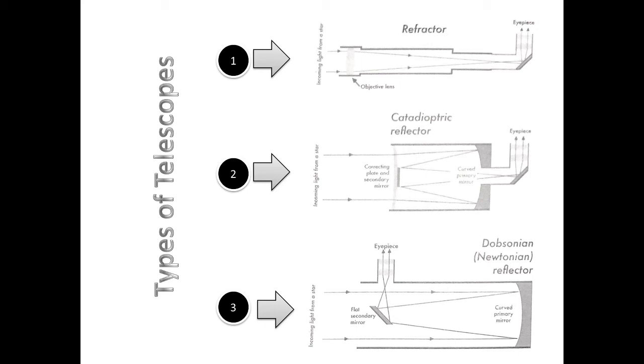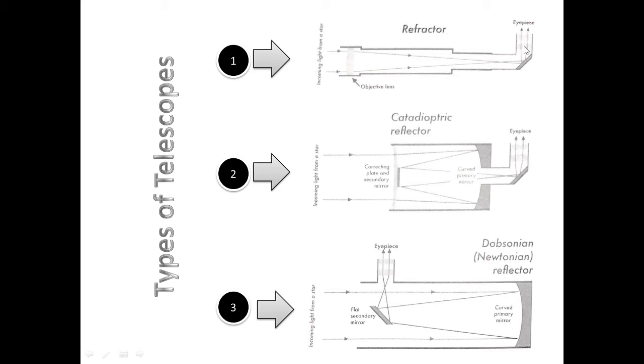Now, if your telescope uses a lens to collect the light, it is called a refractor type telescope. It may also use a mirror, and the mirror is used to reflect the incoming light into the eyepiece.